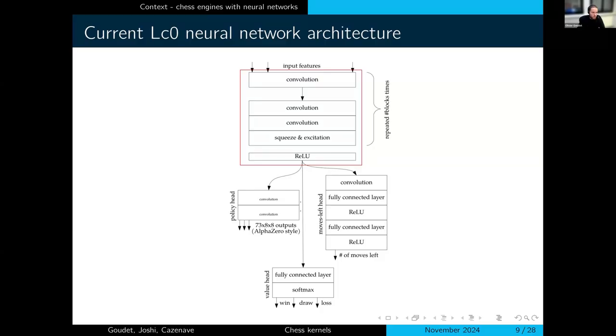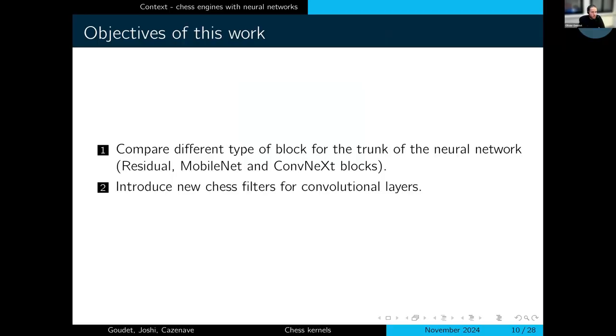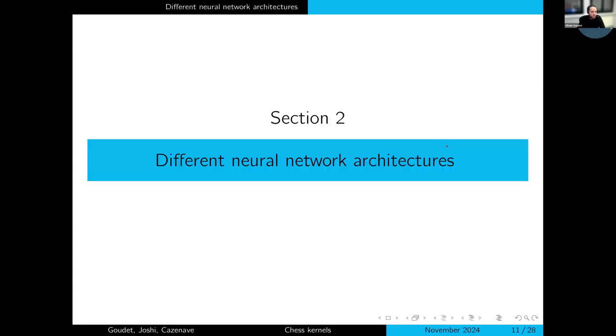In this work, we only work on the red part you see on the diagram, that is to say the block used in the neural network trunk. Our objectives are twofold in this work. First, we want to compare different types of convolutional neural network architectures for the network trunk. And we also introduced new types of kernels that can be used in the convolutional layers of these networks. Now I will present the different architectures for computer chess we compare in this work.